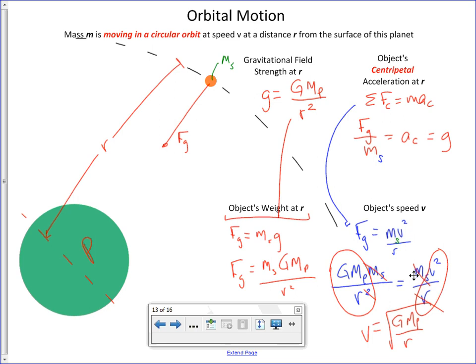Now, I know I just said the orbital speed of some object, but I wrote mass of the planet. That's true, because how fast something orbits depends on some characteristics of the thing that it's orbiting around. Because ultimately it depends on the strength of the field that that object creates.